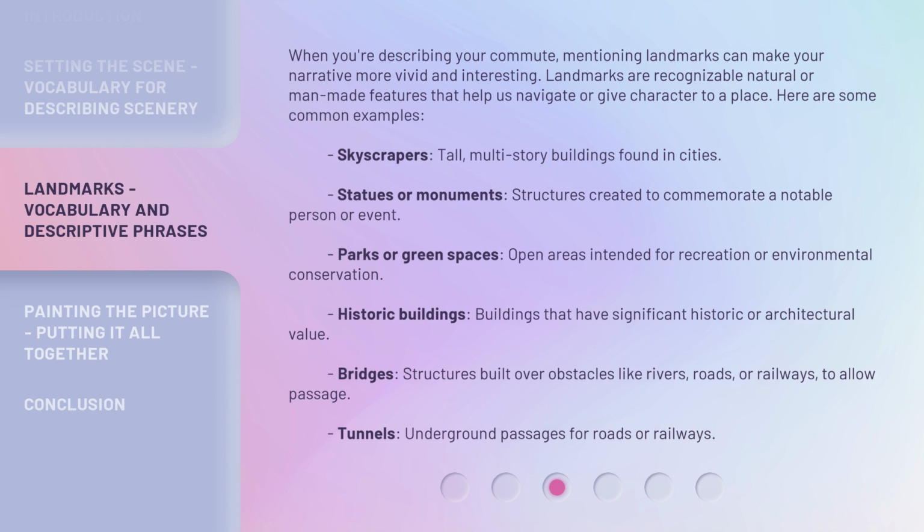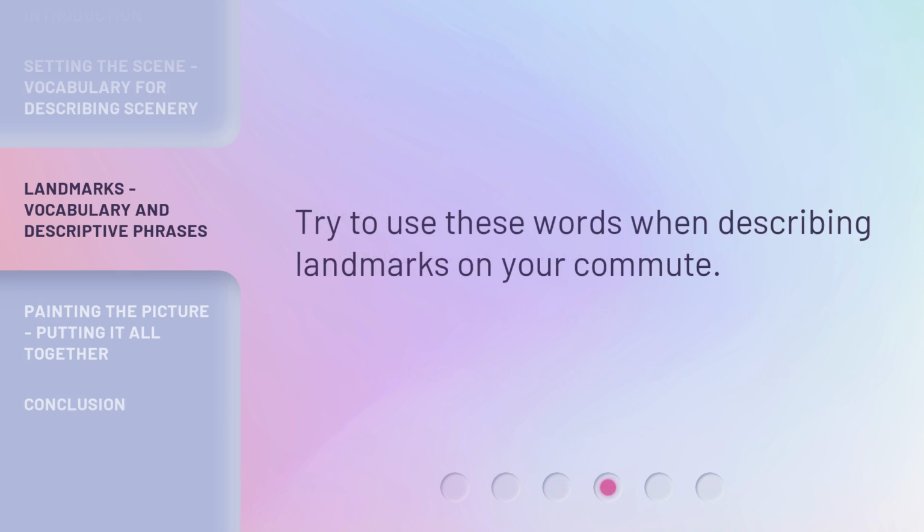Historic buildings. Buildings that have significant historic or architectural value. Bridges. Structures built over obstacles like rivers, roads, or railways, to allow passage. Tunnels. Underground passages for roads or railways. Try to use these words when describing landmarks on your commute.